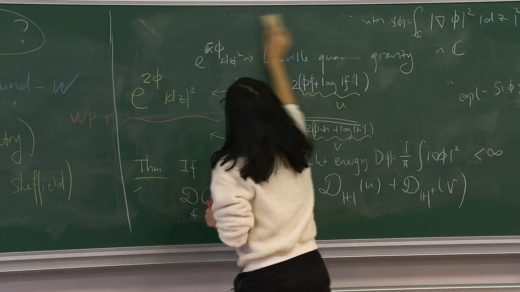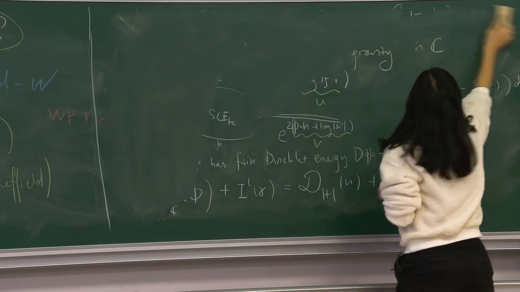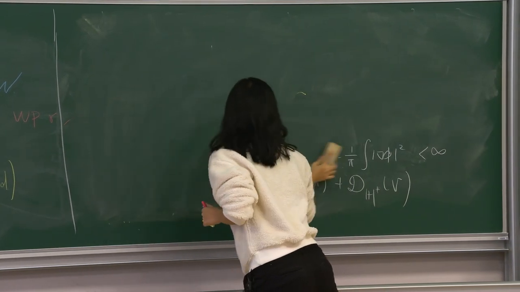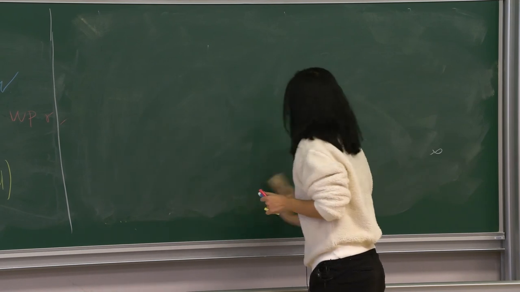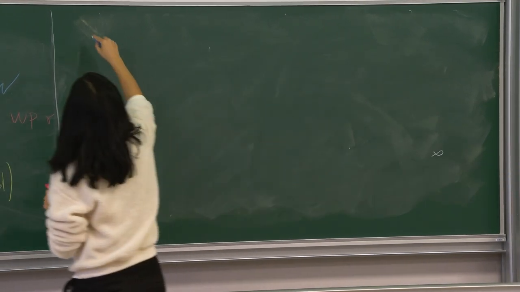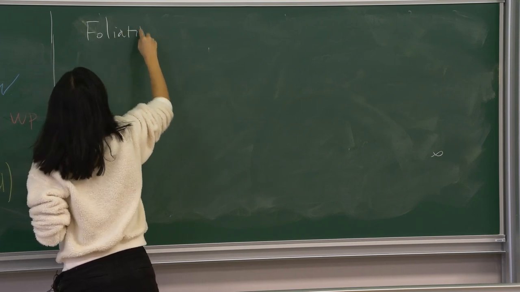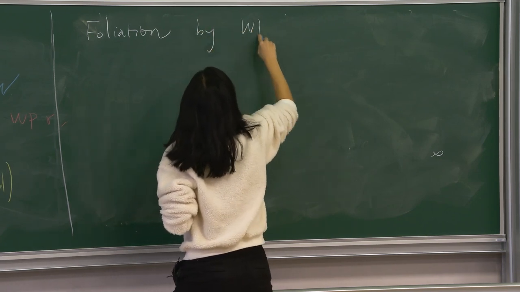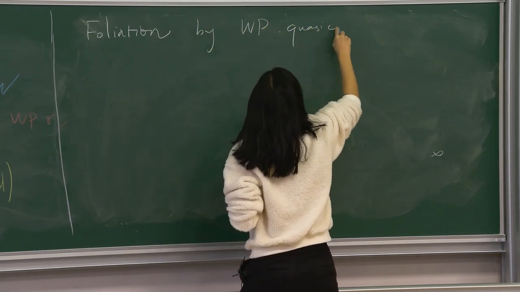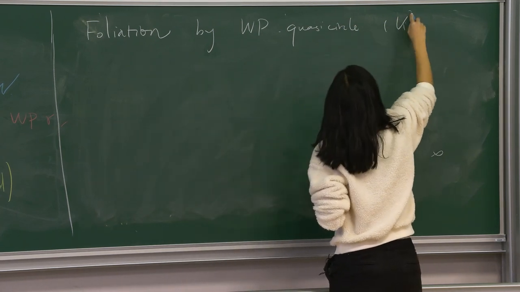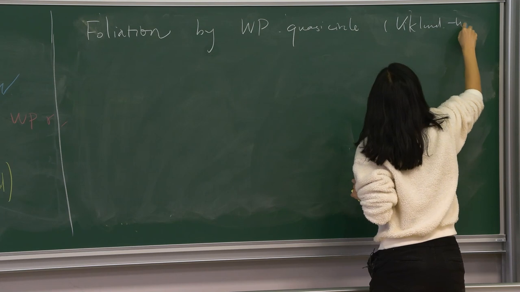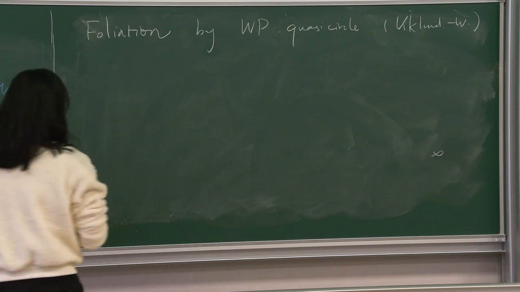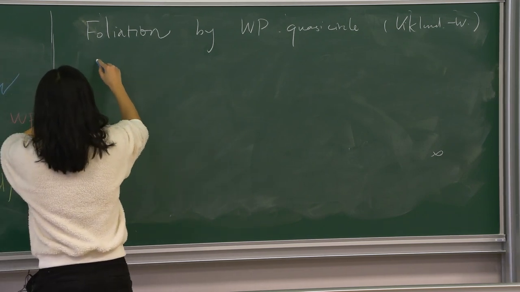I can't define everything for you, but this is what we call the foliation by Weil-Petersson quasicircles, also with Wickland. So we would have to use a different version of a space-filling SLE, which would be a whole-plane SLE.